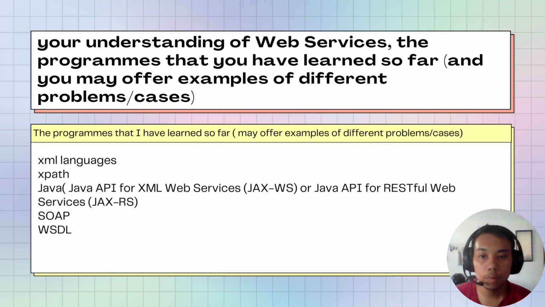So we move on to the programs that I have learned so far. You may offer examples of different problems slash cases, which are: first, XML languages; secondly, XPath; thirdly, Java, which is Java API for XML services like JAX-WS, or Java API for RESTful web services, which is JAX-RS; SOAP; and finally WSDL.